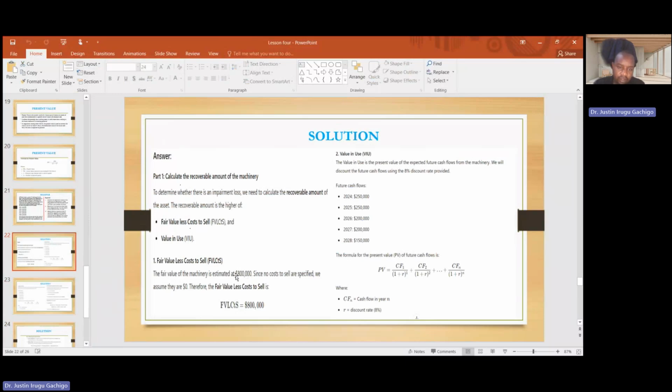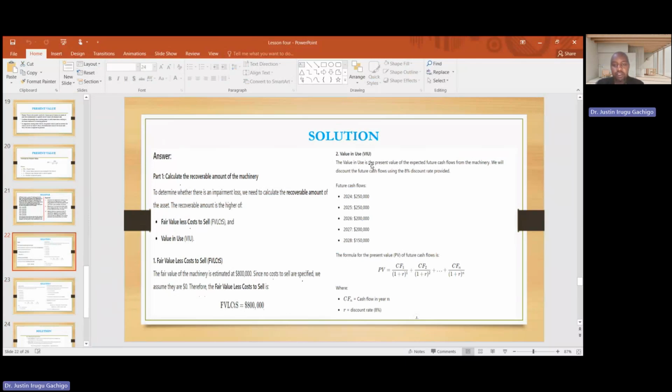So we have already been given this. The fair value is this amount. Since no costs to sell are specified, we assume they are 0. So the fair value less cost to sell or disposal is this one here. Cost of selling is, for example, brokerage fees and so on. So this is the fair value less cost to sell.